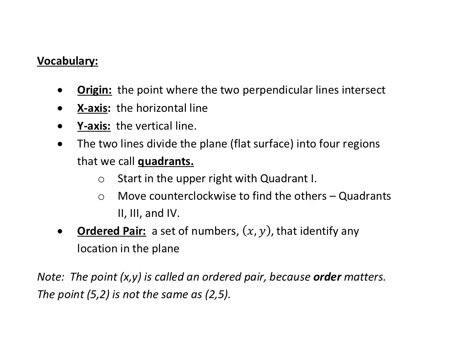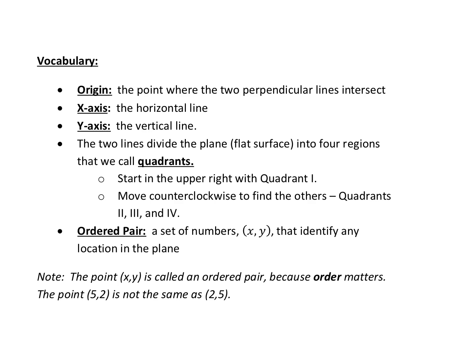Within these quadrants, or on these axes, we're going to go ahead and plot things called ordered pairs. An ordered pair is a set of numbers, and our notation is we have x comma y separated by a comma and encased in parentheses. This identifies any location in the plane. The point (x, y) is called an ordered pair because order does matter. The point (5, 2) is not the same as (2, 5).